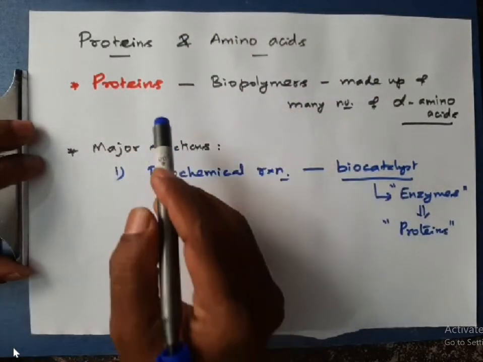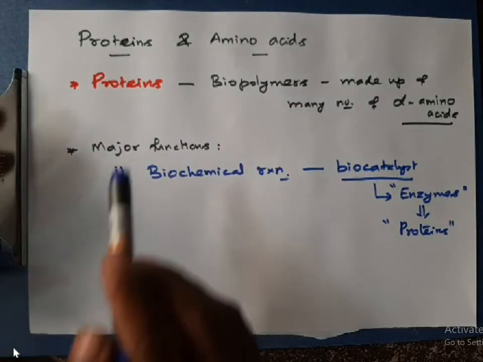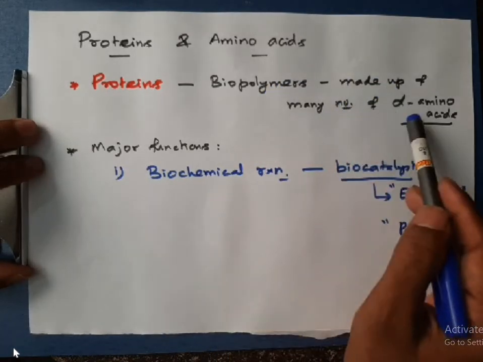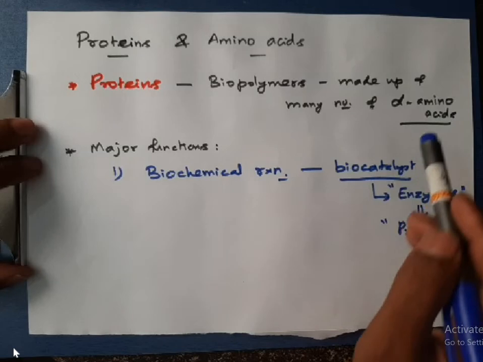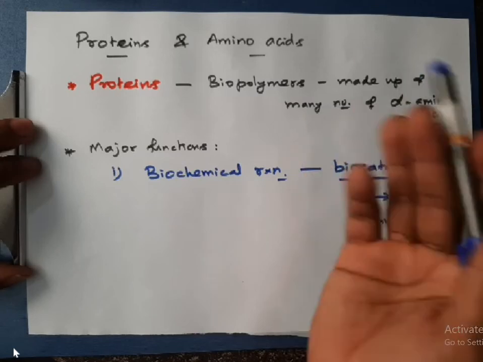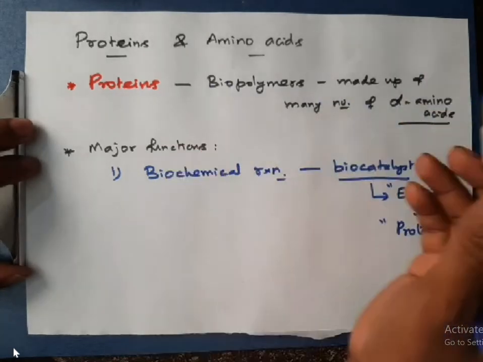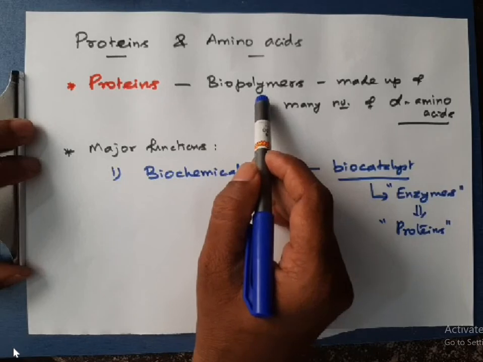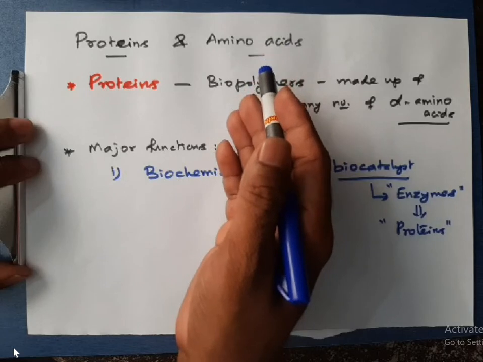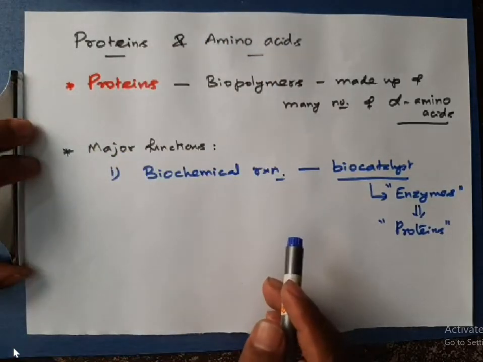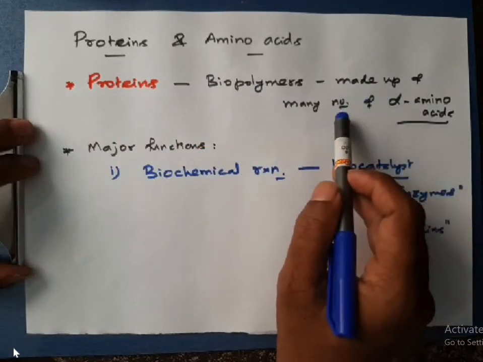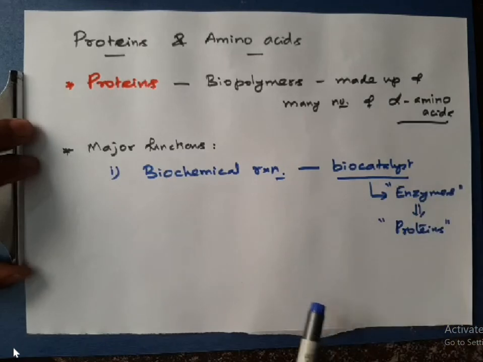We all know that proteins are macromolecules or biopolymers, and these biopolymers are made up of many alpha amino acids. Many alpha amino acids undergo a reaction called condensation and form biopolymers. These biopolymers are called polypeptides, and polypeptides are also called proteins. So proteins are biopolymers made up of many alpha amino acids.